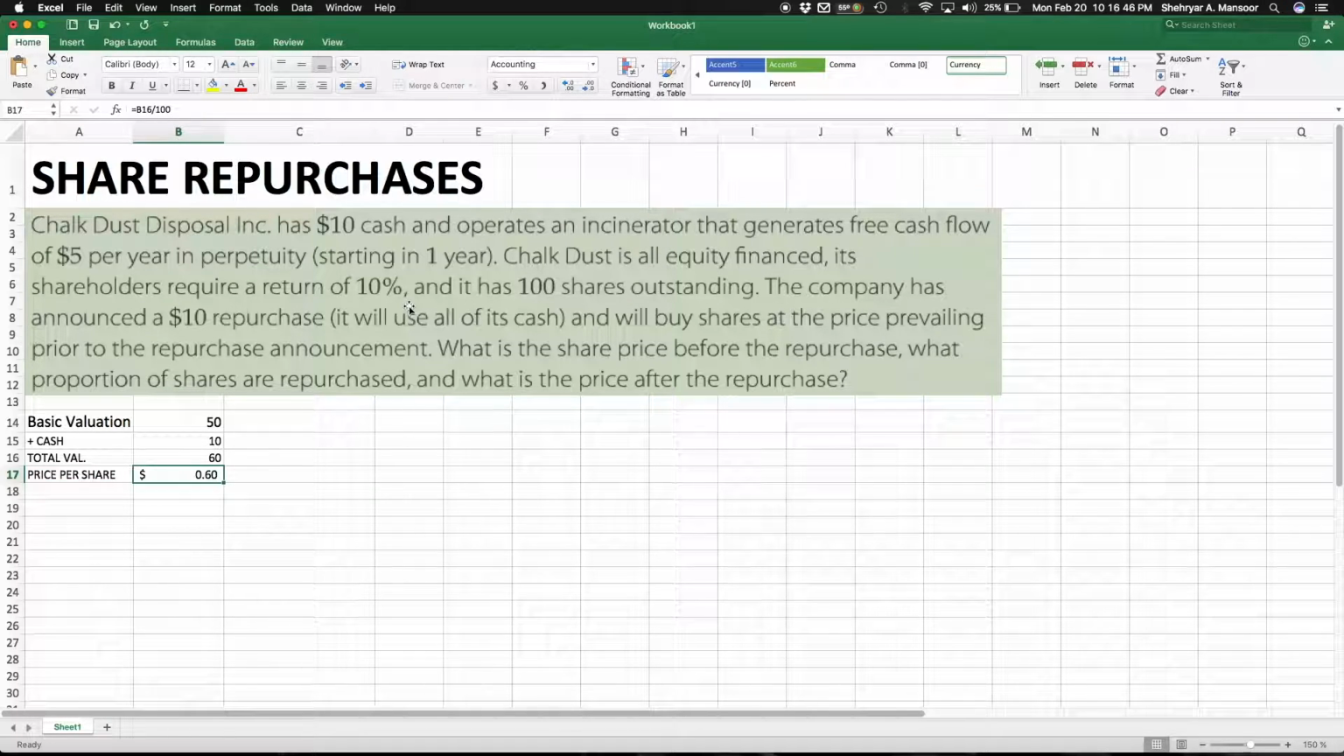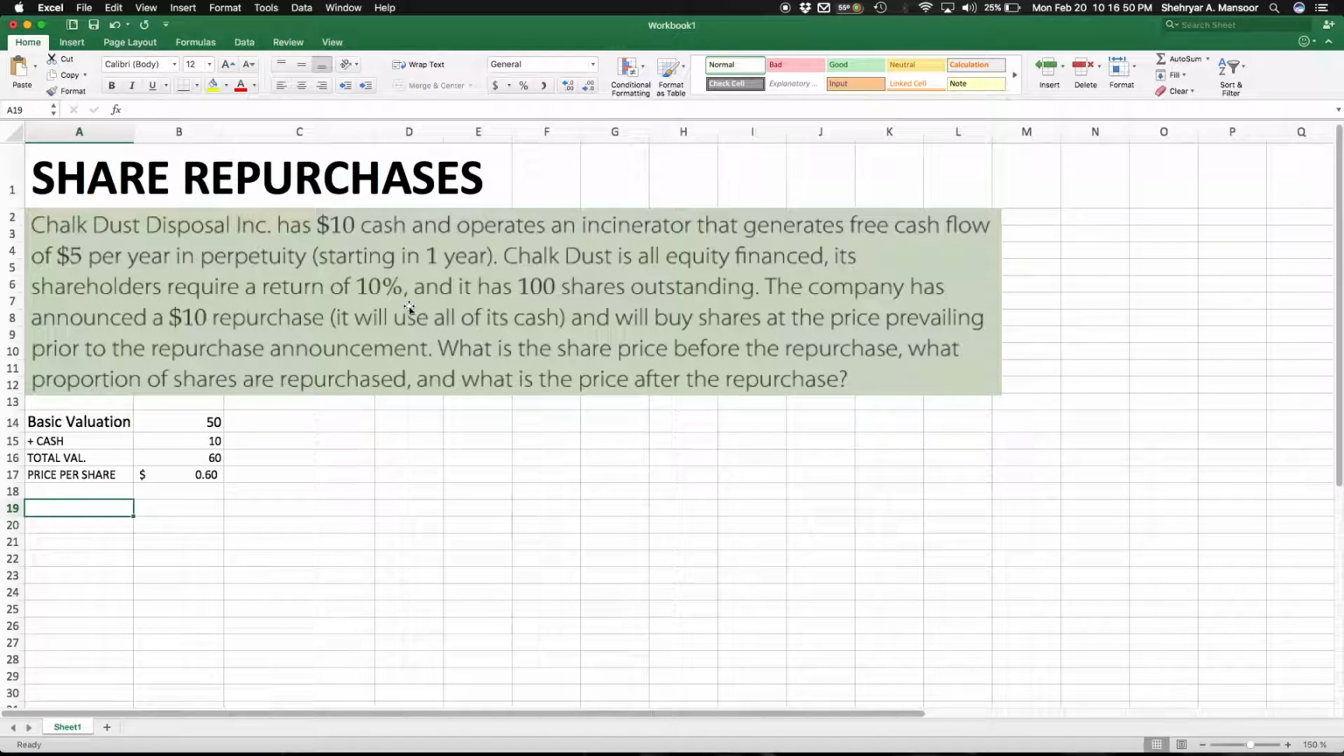So what we can do is first calculate how many shares we can actually repurchase. And that should be simple. Let's say you have $10 and you want to buy as many shares as you can and each share is 60 cents. So I'll put shares that can be repurchased.